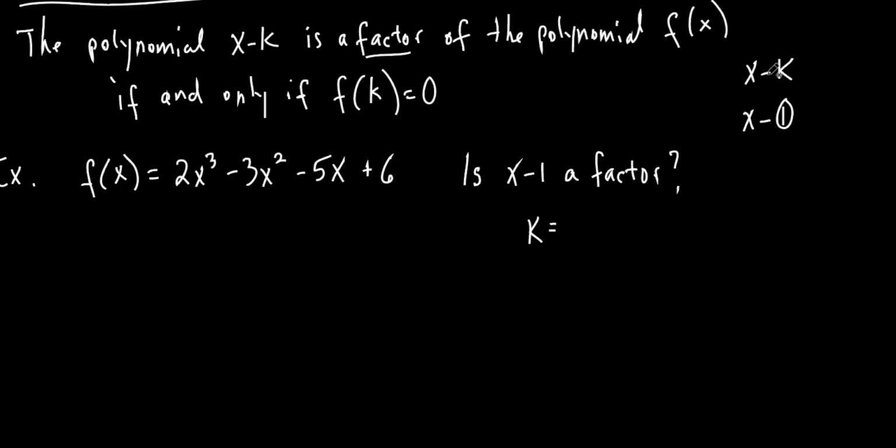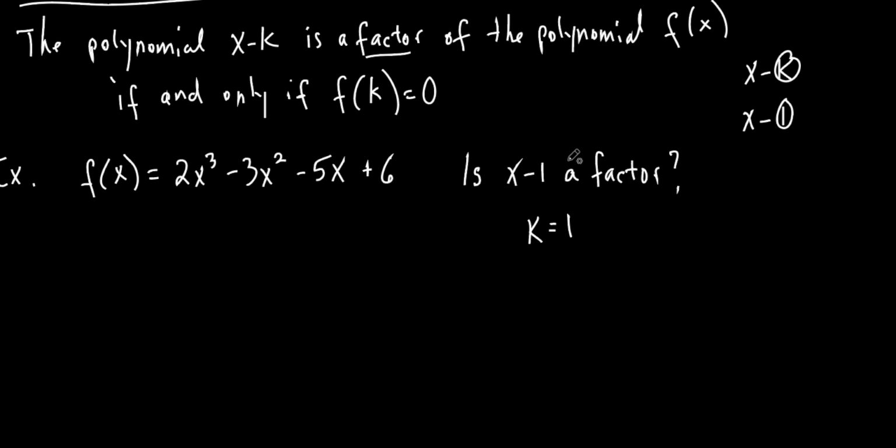All right, so it's x minus, there's x minus, what is the k? The k is a 1. If it was negative 1, then this would be x minus negative 1, which would be x plus 1, okay? So the k is 1, would you agree? So right here, what is the k? It's 1. So what does our theorem say?